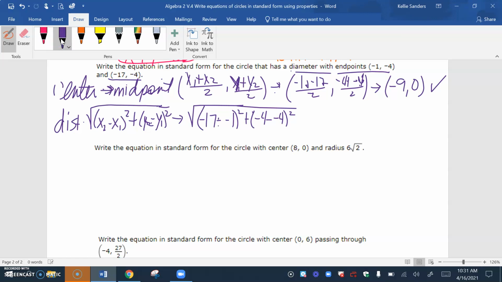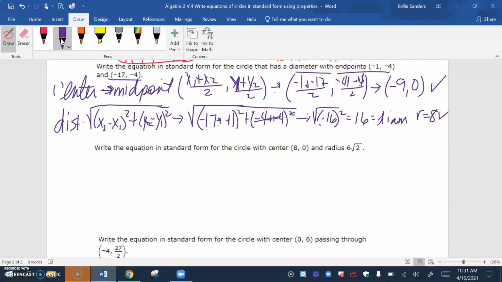Okay, so when you minus a negative, you're actually adding, and you minus a negative, you're actually adding. A -4 and a +4 goes to 0. So -17 plus 1 is -16. And if you square it, you get 256, and then if you square root it, you get 16. 16 is the distance between these 2 points, and these 2 points is the diameter. So the radius is 8.